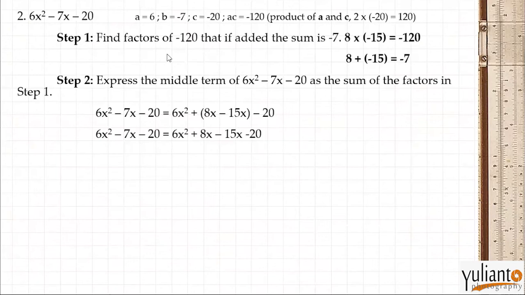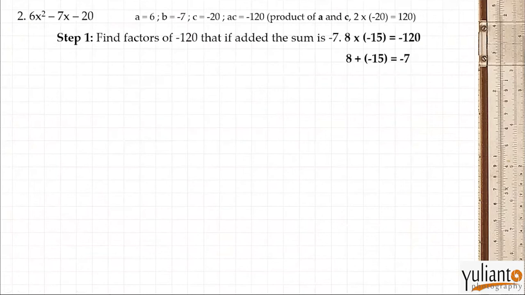All right, so another example that we have here is 6x squared minus 7x minus 20. And then in here, we are going to find the factors, so I write down here, a is equal to 6, b is equal to negative 7. Now in here, be careful with the signs. Always copy the signs. If it's positive, no need to copy, but if it's negative, you need to.